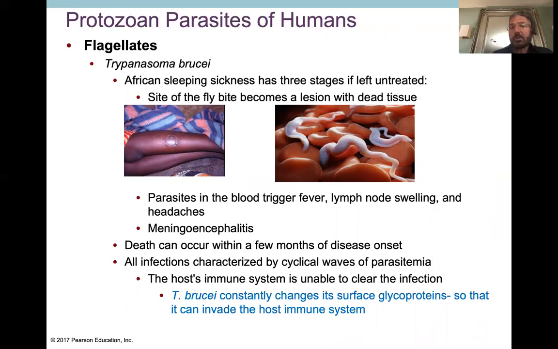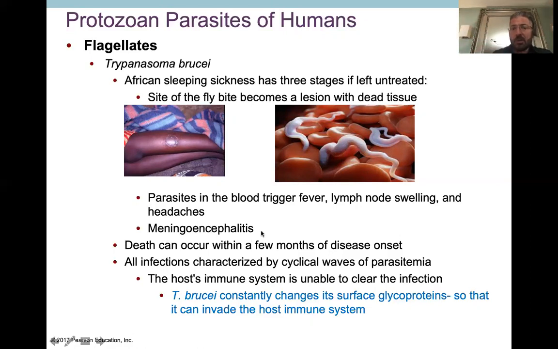So the site of the fly bite becomes a lesion with dead tissue. It becomes very necrotic. Parasites in the blood trigger fever. Lymph nodes swell as these things are jamming it up. All right, and headaches. We're diminishing the blood supply to the brain, one, and if it crosses the blood-brain barrier, it can cause some major neurological disorders. Remember, these headaches are really not so much compressing the cortical region. It's when they cause that swelling and inflammation, it starts stretching the pia mater and dura mater, right? Causes that stretching.